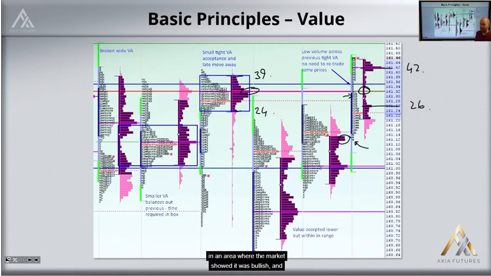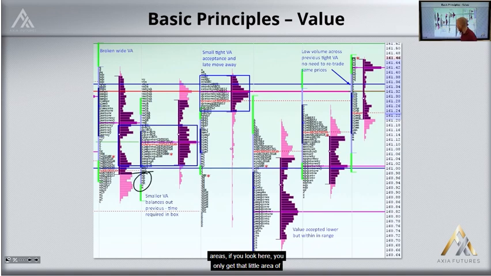We're back in an area where the market showed it was bullish and showed that there was some acceptance, and now you're seeing a willingness to buy again. This drives people out of position, and this is what then drives the market further towards the upside. So that's how to kind of view different value areas. You're going to spend more time inside value where you get these wide areas. When you look here, you only get that little area of trade outside of the wide value. Whereas small value areas, we will not spend a great deal of time in them at all.